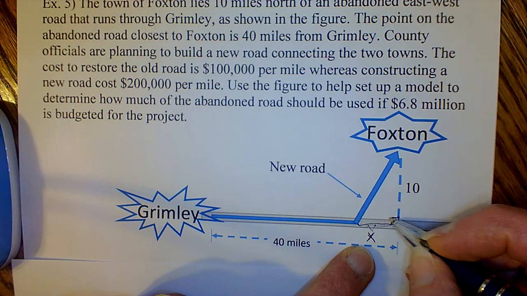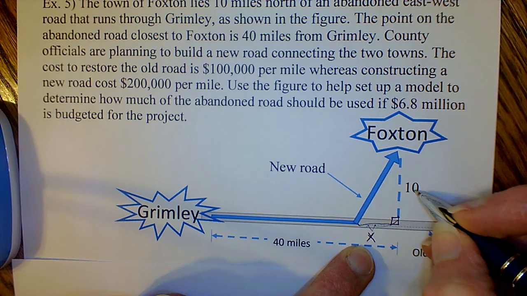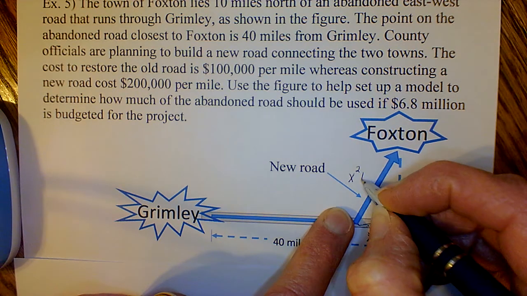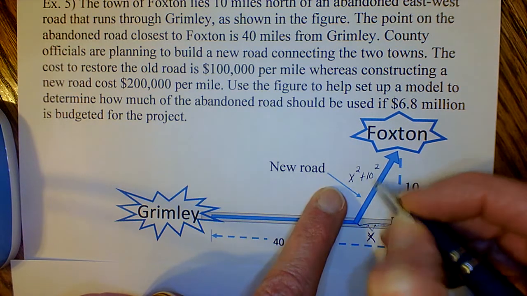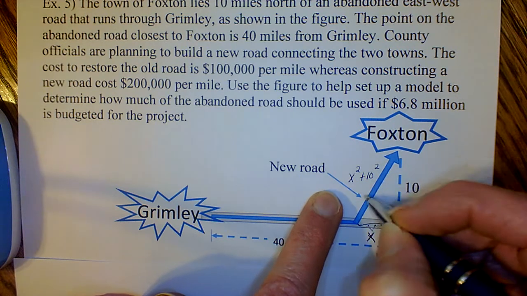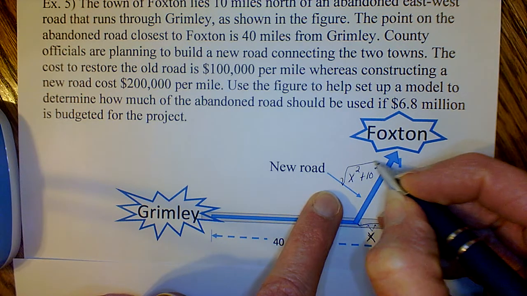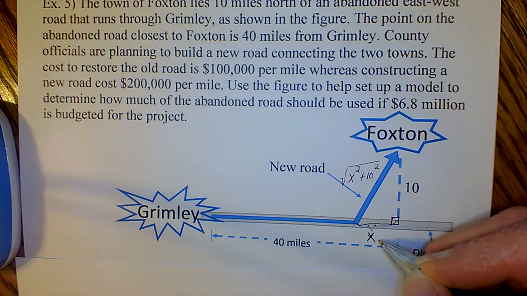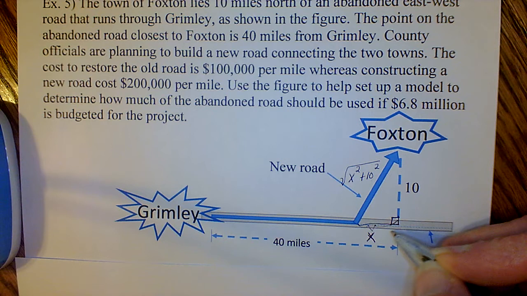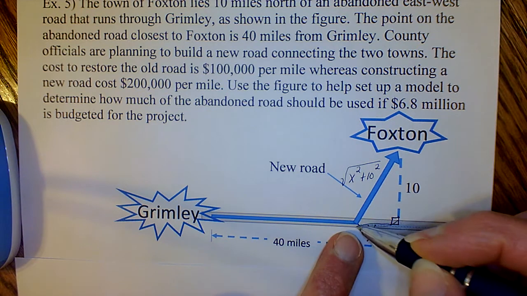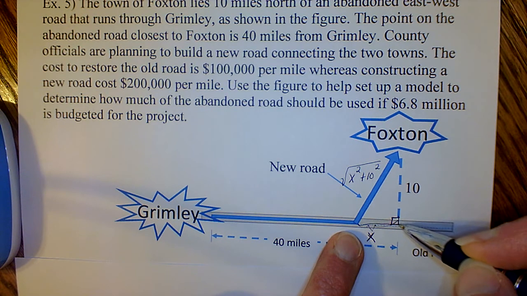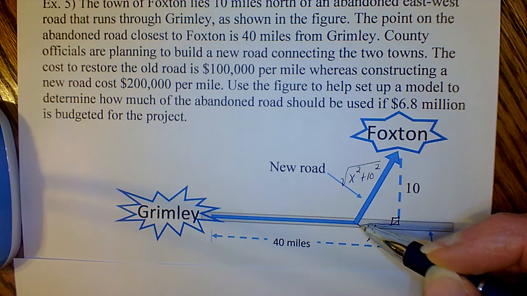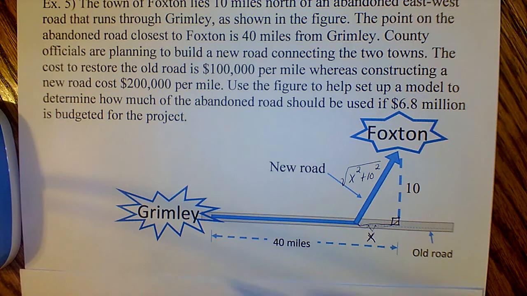We can use the Pythagorean theorem since we formed the right triangle. x squared plus 10 squared is going to give us this side squared. But we just want the distance of this side, so we'll have to take the square root of that. And now we know the length of this new road in terms of x, where x is the amount of the abandoned road before we get to that shortest point to Foxton that we're not going to pave.